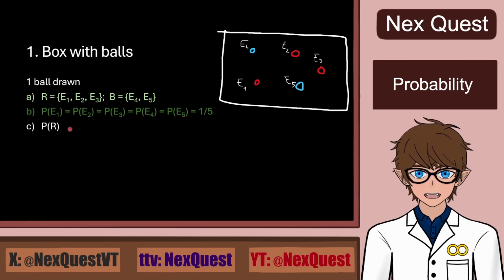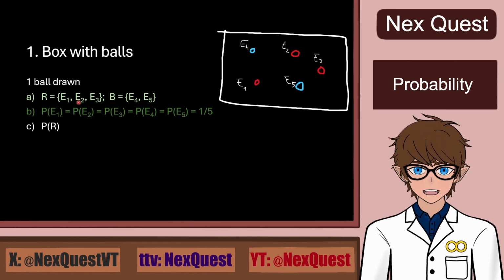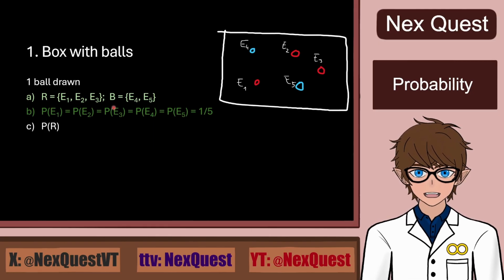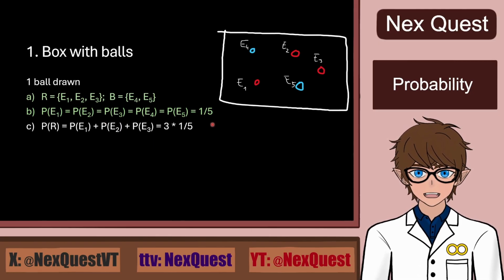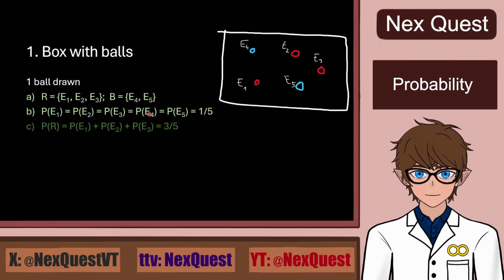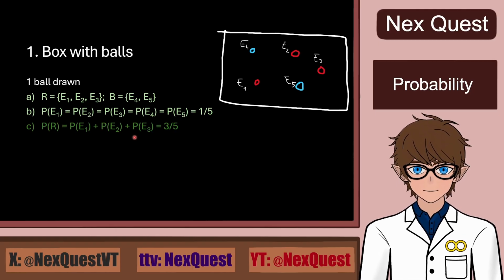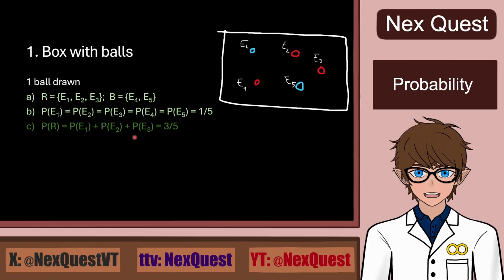And as for the probability of red, we just add these 3 together, so 1/5 plus 1/5 plus 1/5, or we just add 3 divided by 5, basically giving us 3 times 1/5, 3/5, which is the result for the C part of this question.